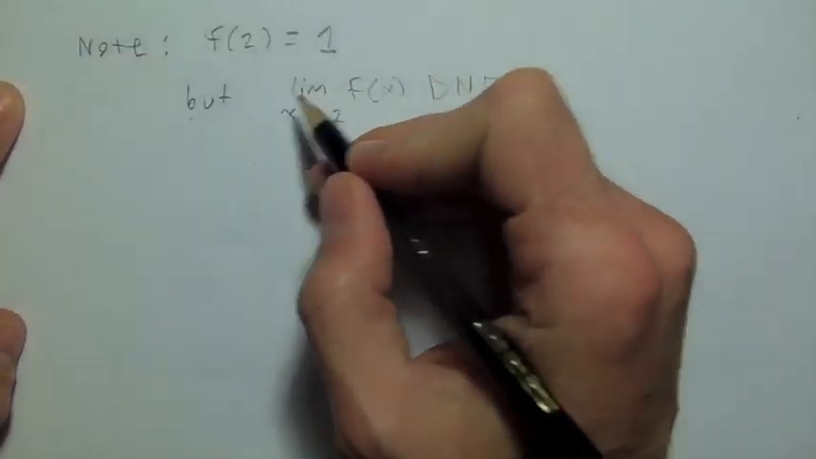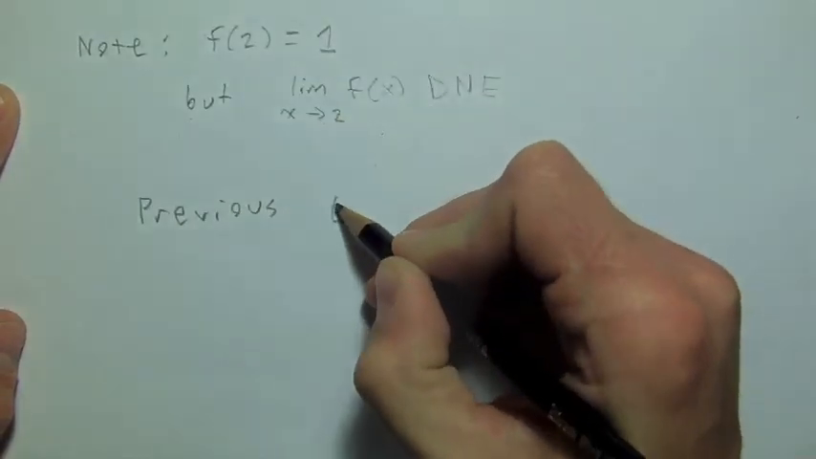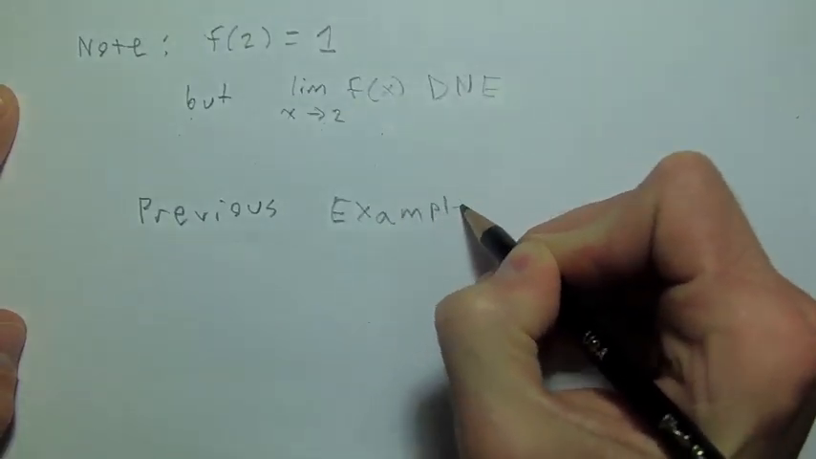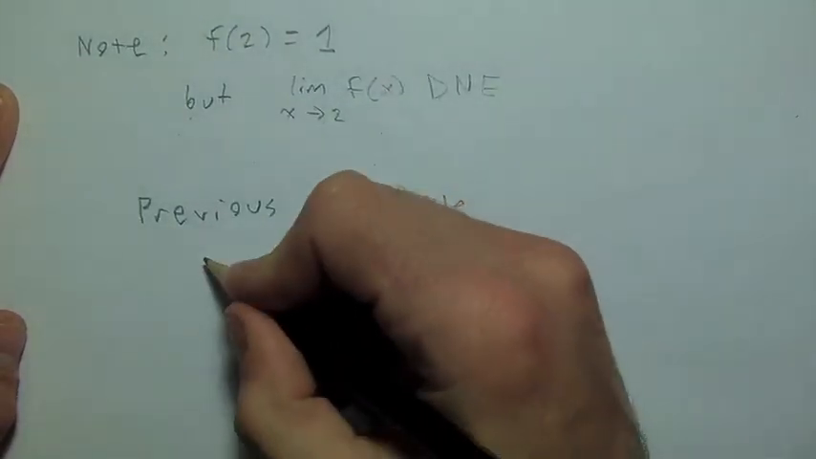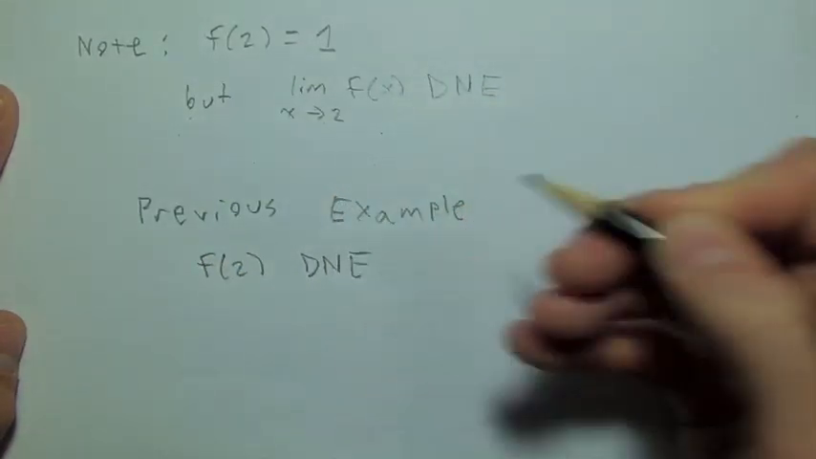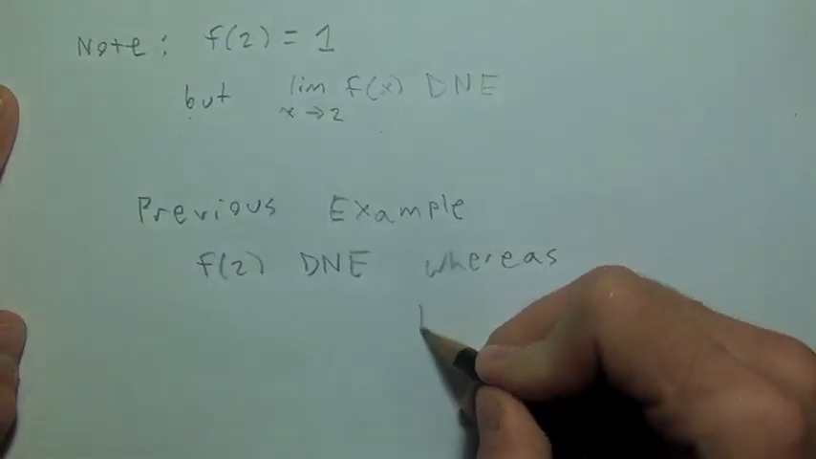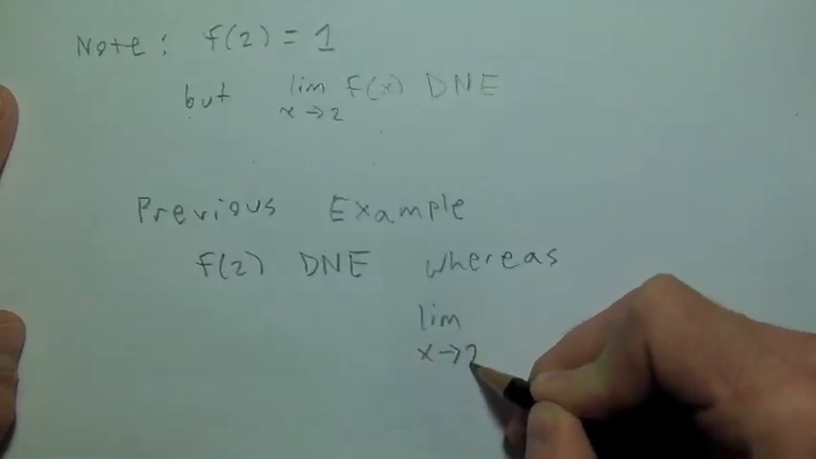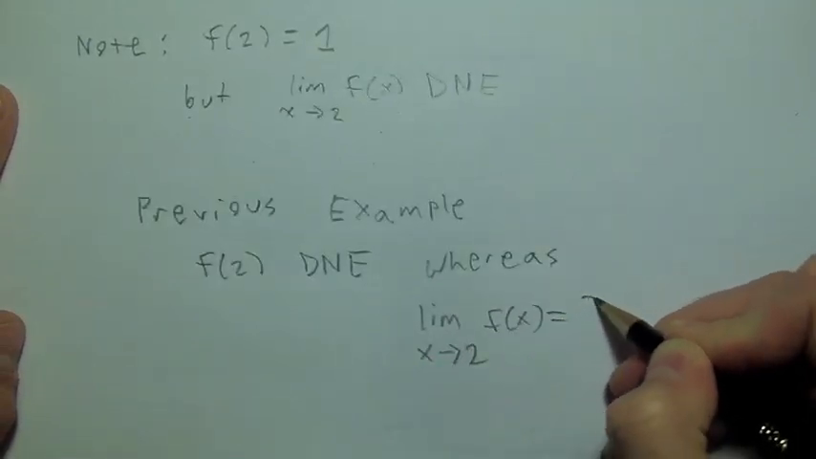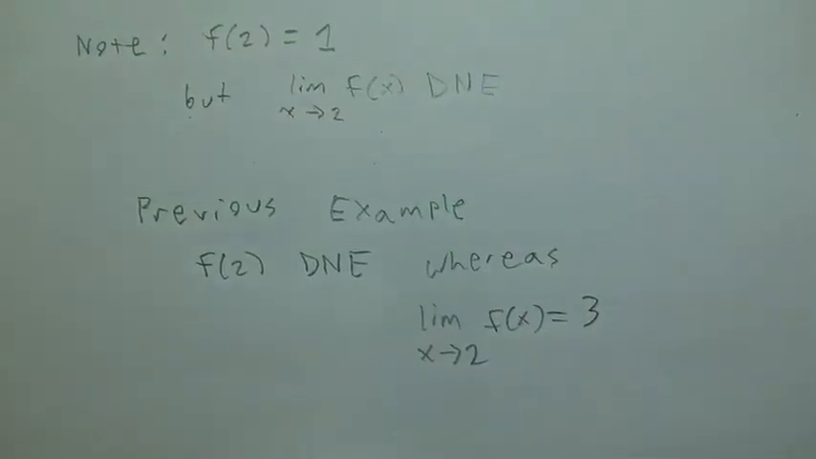So that was this example, but in the previous example, right, we had the complete opposite situation. Right, we had that f of 2 does not exist, right? It was undefined. Whereas, right, the limit as x goes to 2 of f of x actually ended up being 3. Okay. So whether the limit exists or not is completely independent of whether the function exists. Right? They're two completely different ideas.